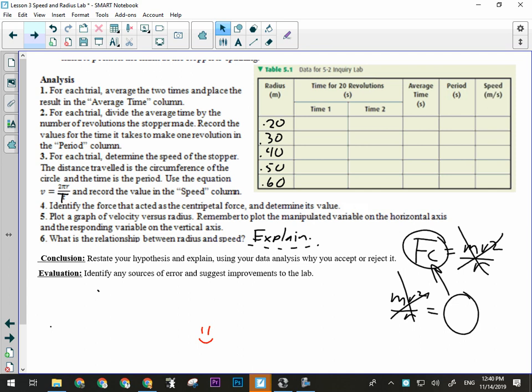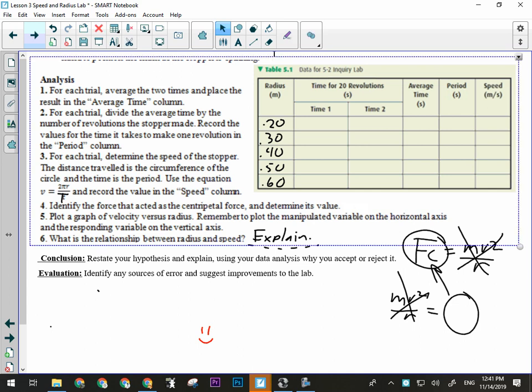So this involves having pretty much everybody in the group be busy. One person's entire job is whirling the rubber stopper. That's their only job. It requires all of their concentration. They can't be counting, and they can't be timing. In fact, that should be 2 separate people. One person timing, one person counting the number of revolutions. So you need at least 3 people in a group for this to work. Then you'll calculate the speed using v equals 2 pi r over t. Then you're going to do the rest of the questions after that.